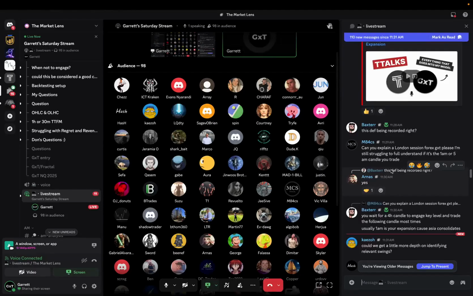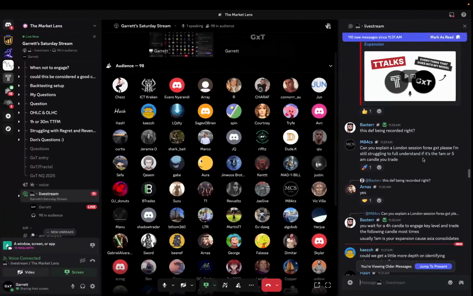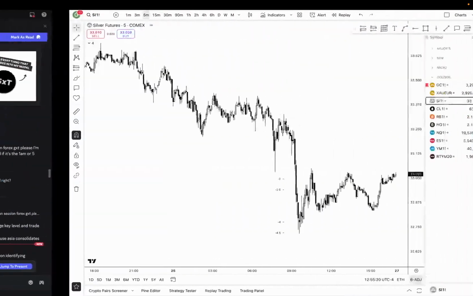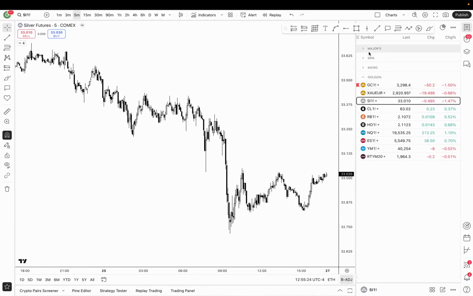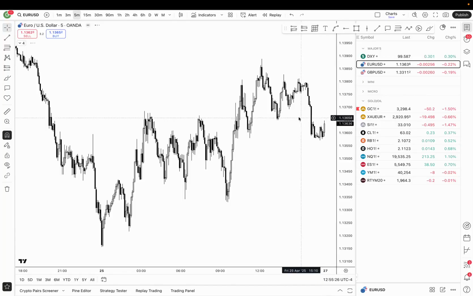Okay, sure. Well, it's the same thing. It's just a 1 a.m. or 5 a.m. candle. So I haven't even looked at majors. I don't even look at Forex, but we'll see if we can find any or something.